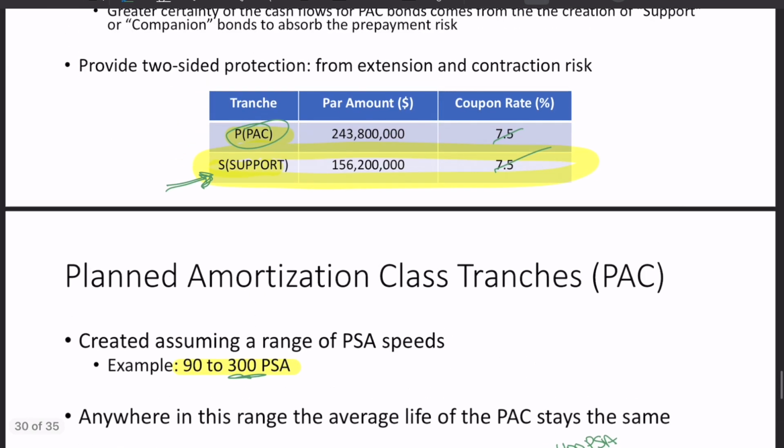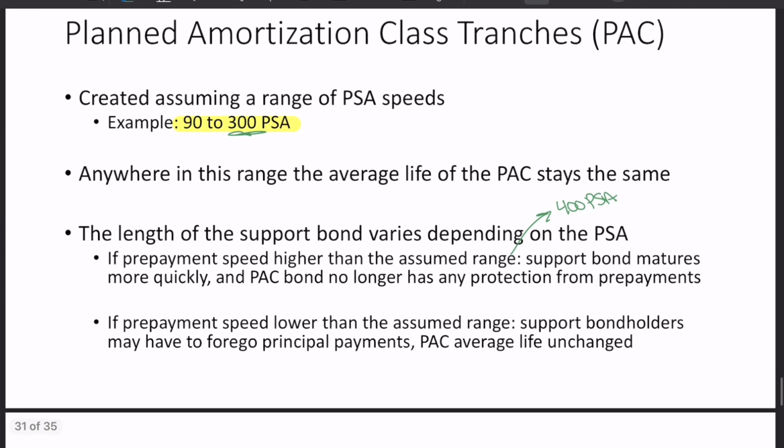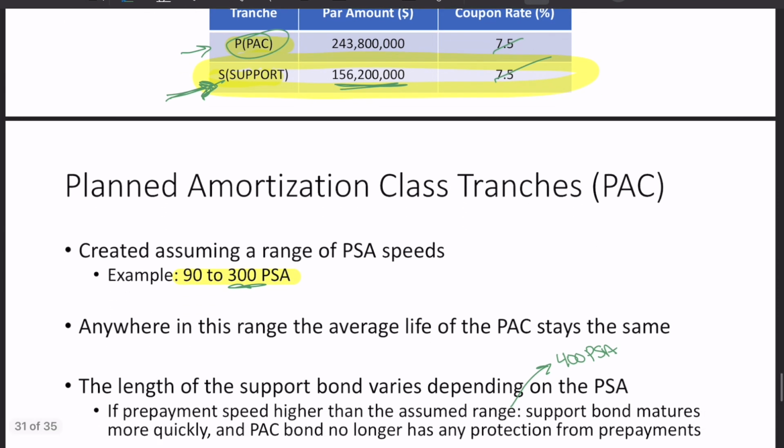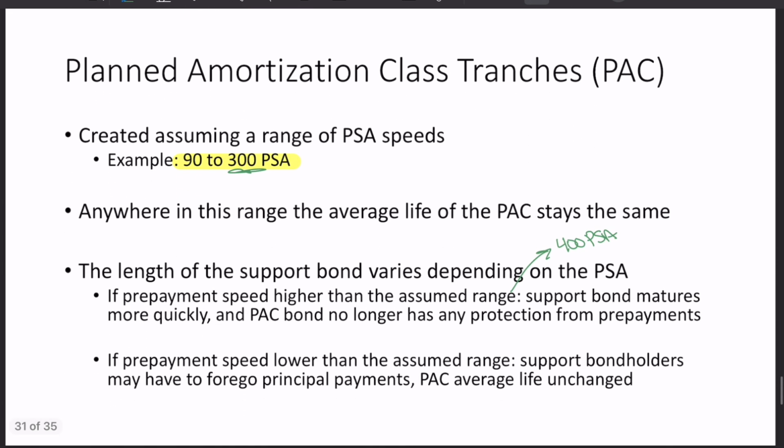So this support bond's job is essentially to take on those extra prepayments. But what's going to happen is eventually the support bond is going to end up being paid off. If that support bond gets paid off, now there is no more support bond, and the PAC is kind of left to fend for itself and to actually start receiving those cash flows. If the prepayment speed is lower than the assumed range, the support bondholders may have to forego principal payments, but the PAC's average life can actually stay the same.